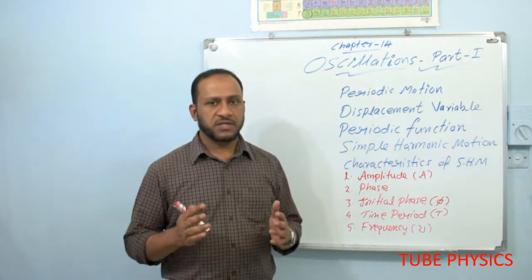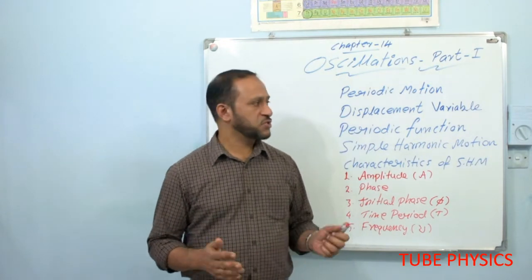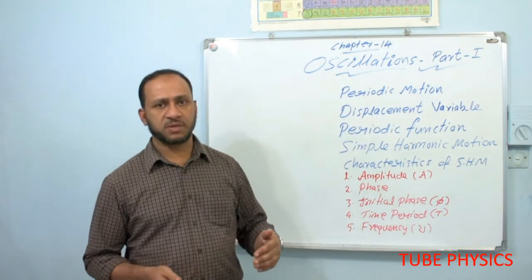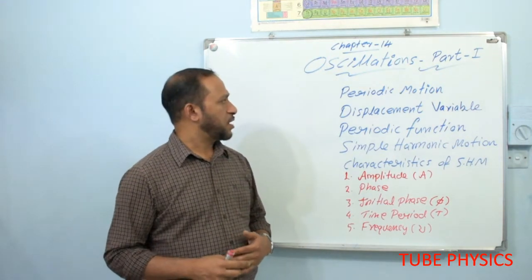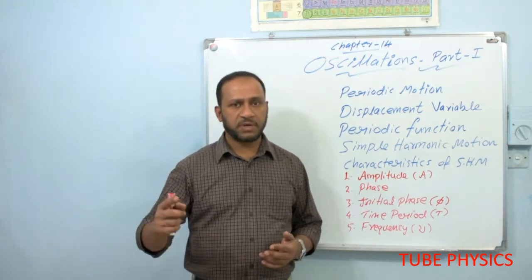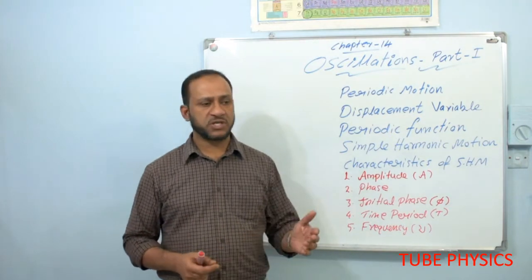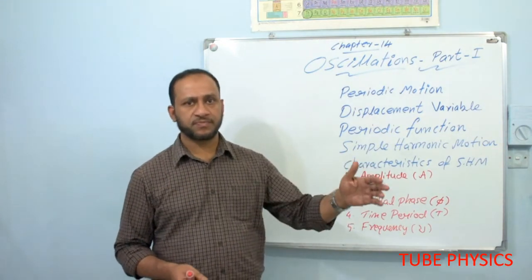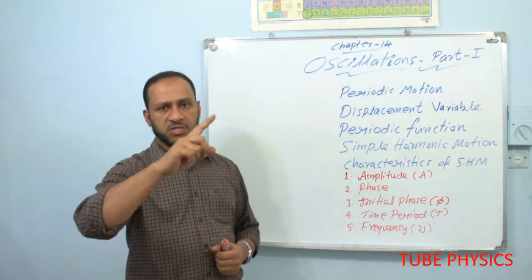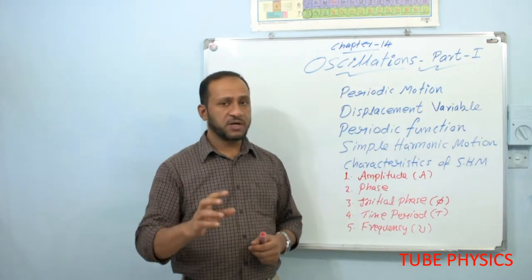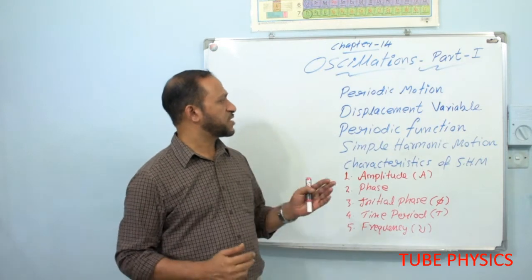First of all, we can discuss what is meant by a periodic motion. We can see different types of motion in our surroundings. We see the motion of vehicles, flies flying, sometimes the oscillation of the pendulum of a clock, or children playing on swings in a garden. And we also know about the motion of planets, like Earth revolving around the Sun, and Earth rotating, spinning about its own axis. So these are different types of motion.